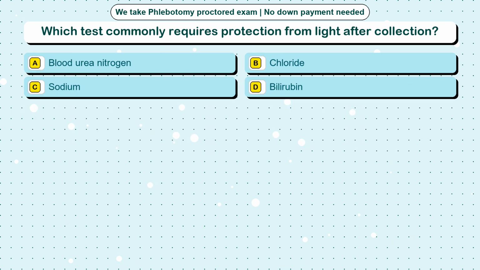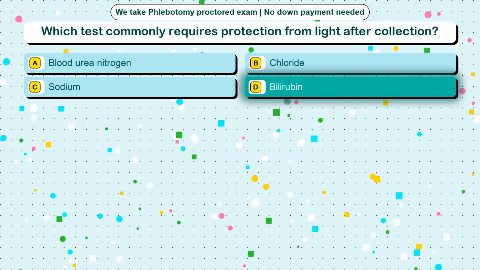Question 48. Which test commonly requires protection from light after collection? Option A, blood urea nitrogen. Option B, chloride. Option C, sodium. Option D, bilirubin. The correct answer is option D, bilirubin.